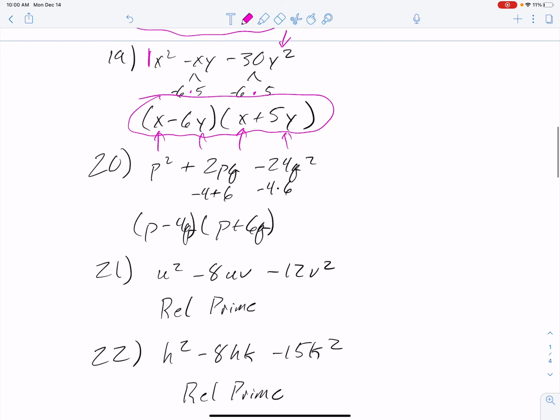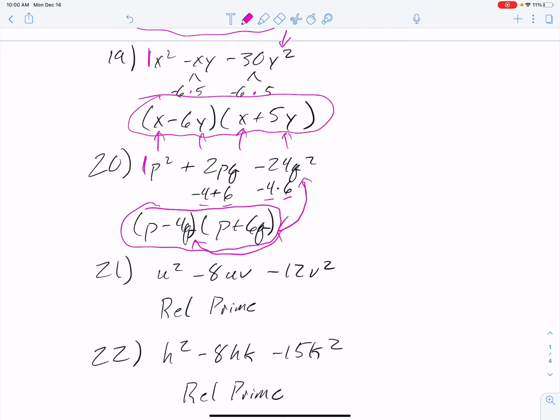Similar thing is going to happen in 20, where I've got q squared. So I know I'm going to need q and q at the end of each group. My leading coefficient is just 1, so I'm able to use my shortcut. Negative 4 times 6 is negative 24, but negative 4 plus 6 is positive 2, and I've got my values.